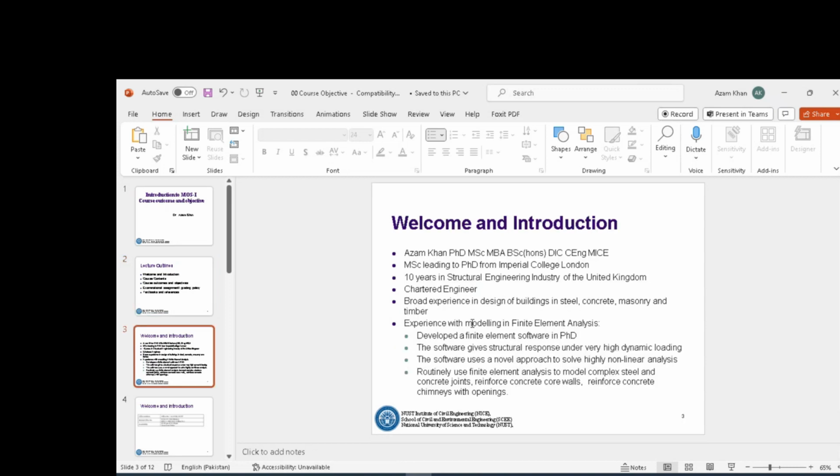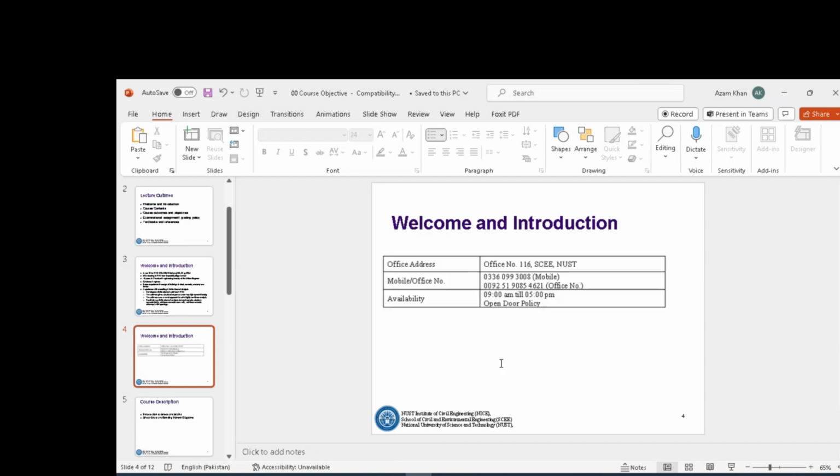So, as I said, my name is Dr. Azam Khan, and I've got industry plus teaching experience. My areas of expertise are structure mechanics, finite element analysis, design of concrete and steel structures. I am based in office number 116 in Ski Nust. I'm available from 9 to 5, so it's an open door policy. You can just pop in anytime and we can discuss any issue which you have related to the course, or even my mobile number is displayed on the screen.